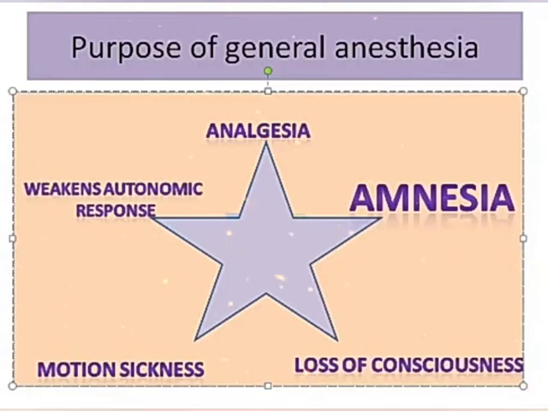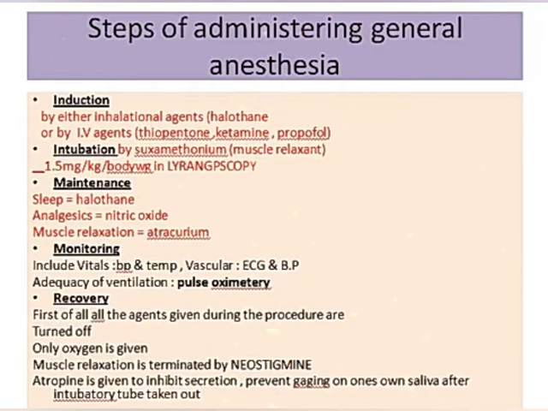I can show you guys. The basic purpose of general anesthesia is shown to you by the 5 corners of a star. It provides analgesia, amnesia, loss of consciousness, weakening of the autonomic response, and one of its side effects is motion sickness. Now we'll again discuss the administration of general anesthesia stepwise.